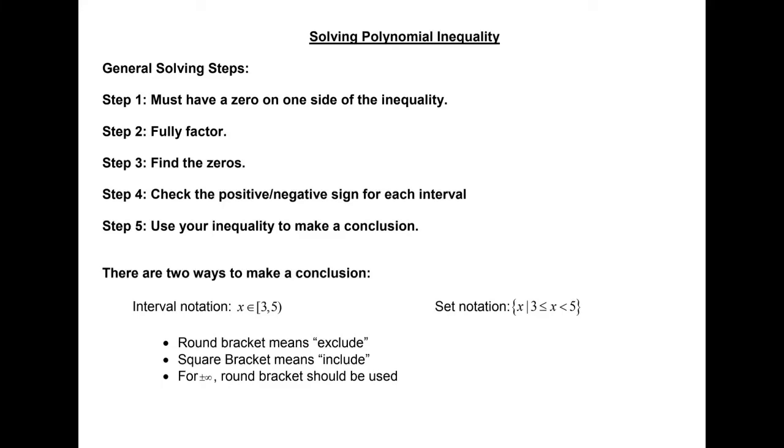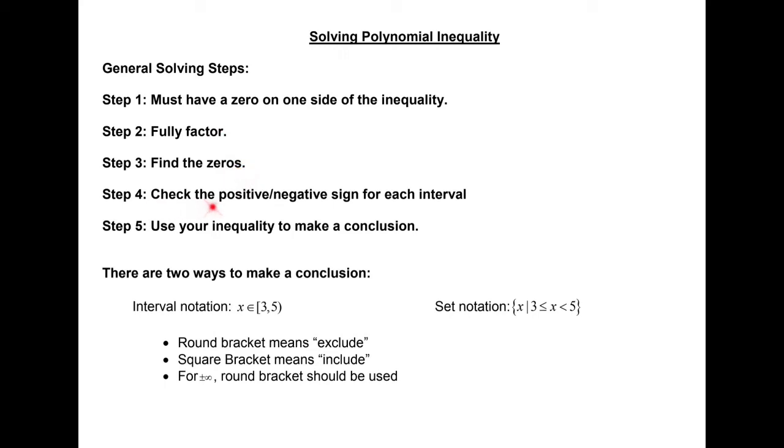This lesson, we're going to learn how to solve polynomial inequality algebraically. Step 1, we need to have a 0 on one side of the inequality sign. Step 2, we're going to fully factor the polynomial in order to find out the zeros in step 3.